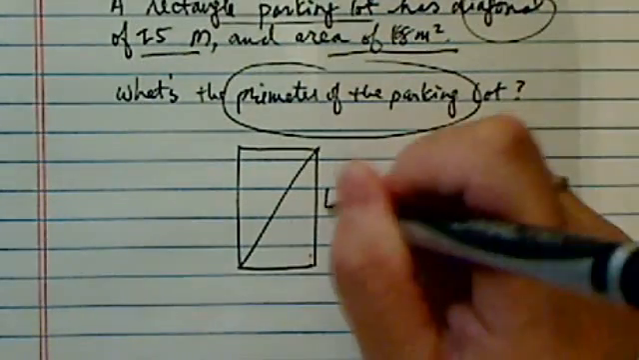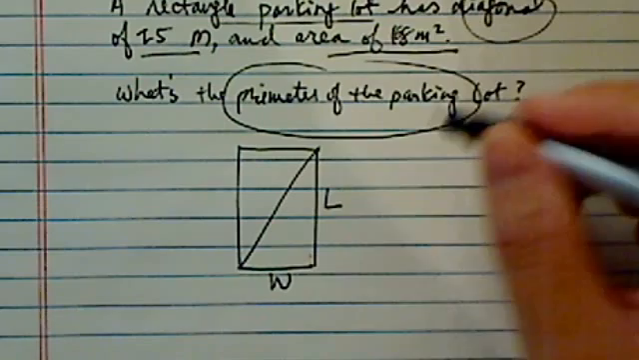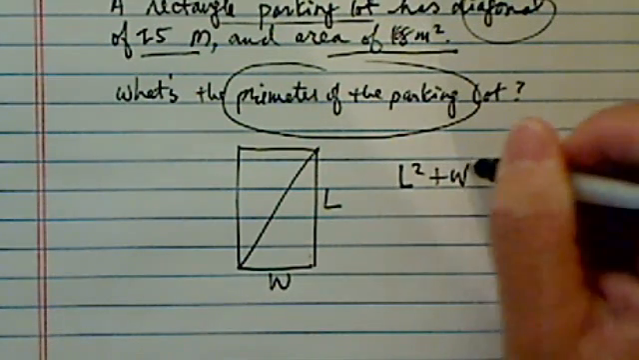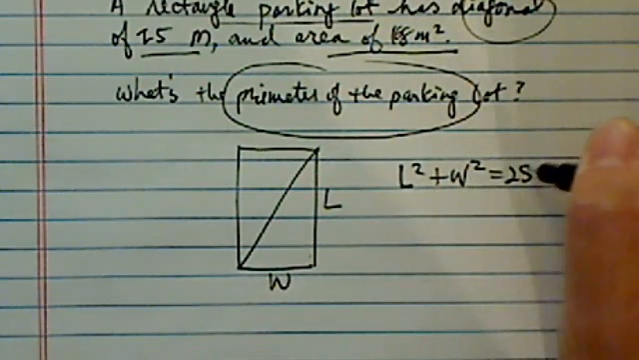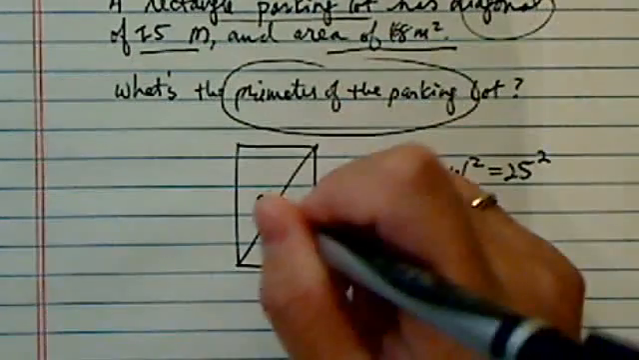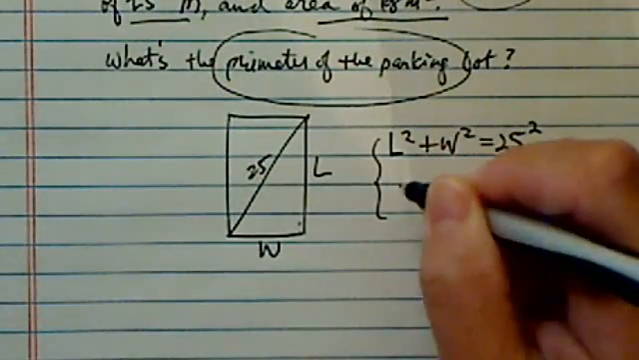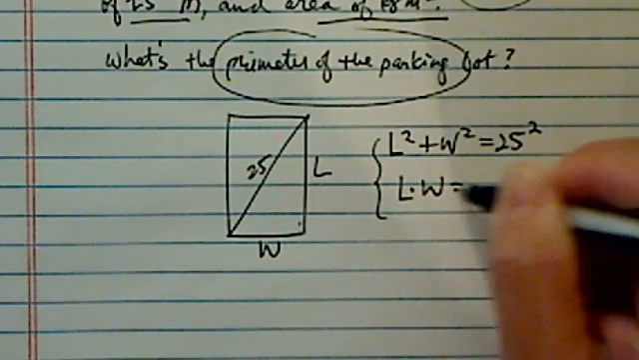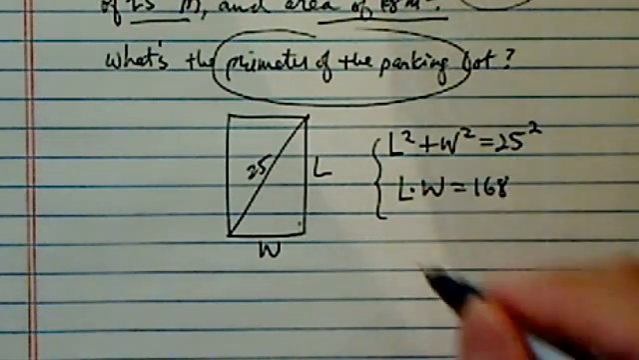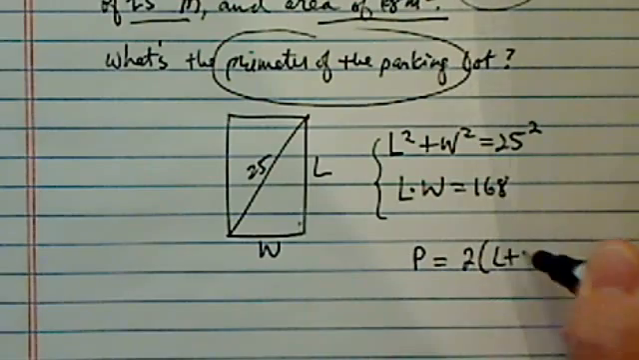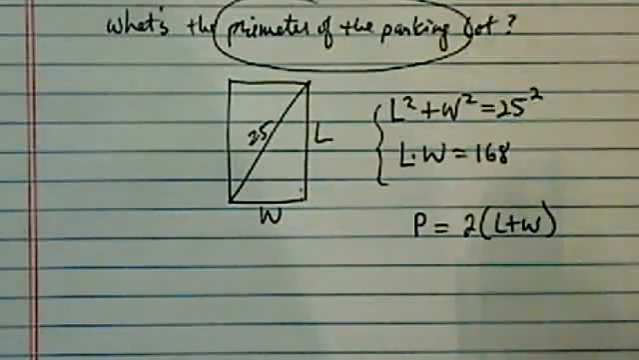So length and width, let's call them L and W. The first equation says L squared plus W squared is 25 squared, since the diagonal is 25, Pythagorean theorem tells you that. And the second equation says the area is 168. Now, since they're only asking for perimeter, which is twice length plus width, there's a shortcut over here.